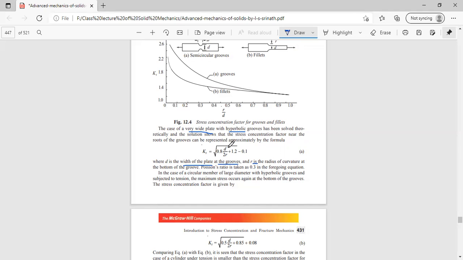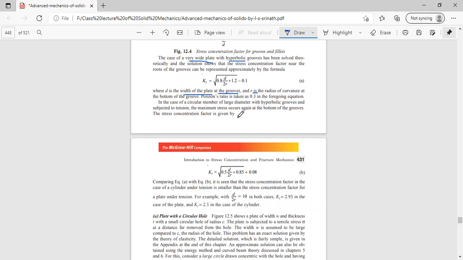So here we are using the width at the groove, not the total diameter itself, and we are using the radius of curvature at the bottommost point of the groove. Hence, we are considering the radius at the minimum width of the beam itself. Here, Poisson's ratio is generally taken as 0.3 in the foregoing equation.